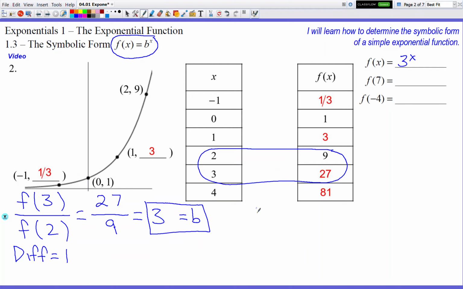Okay, so let's work on 7 first. So f of 7 equals 3 to the 7th power. Okay, and this one you definitely want a calculator to figure out this value. You don't want to do this by hand. I mean, I guess you could if you want to exercise your brain that much, but I don't think you want to. Okay, so use the calculator and it'll give you 2,187.